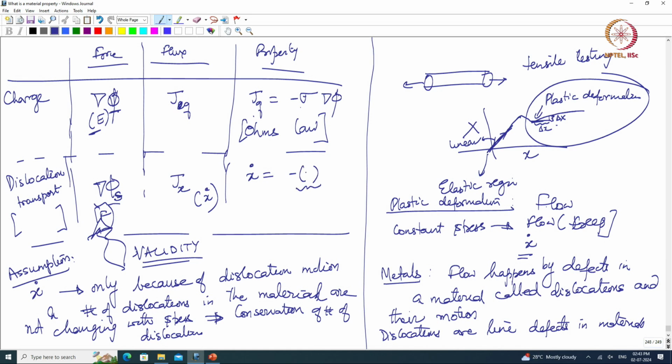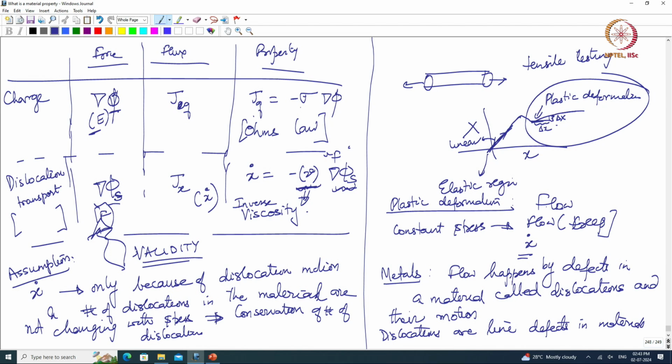So, minus nu times this force that I am applying, or the stress that I am applying. This property is the viscosity. It tells me how hard it is for me to drag the dislocation through the material. If this is large, then even with a small force I can... or this is the inverse of viscosity actually, not really viscosity.